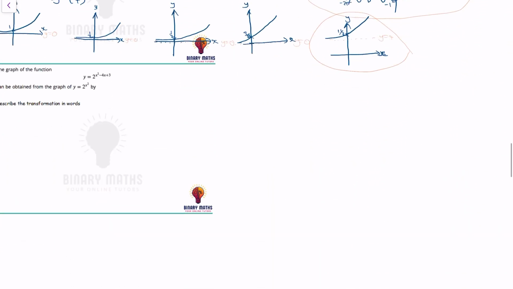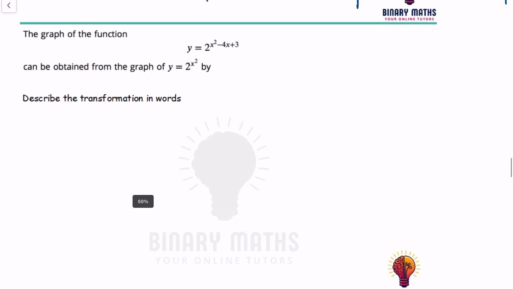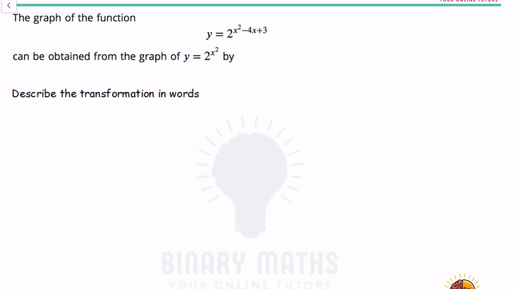Okay, one last question. The graph of the function y is equal to 2 to the power of x squared minus 4x plus 3 can be obtained from the graph of y is equal to 2 to the power of x squared by a series of transformations. Describe the transformations in words.